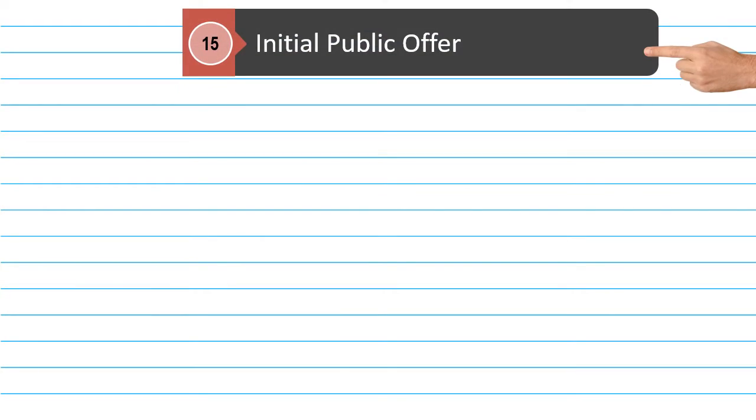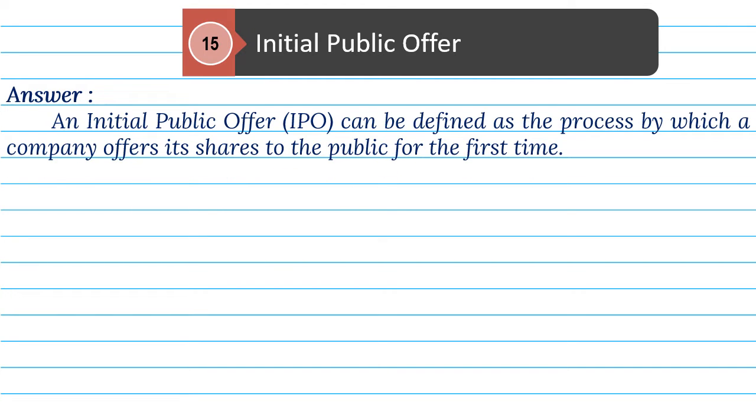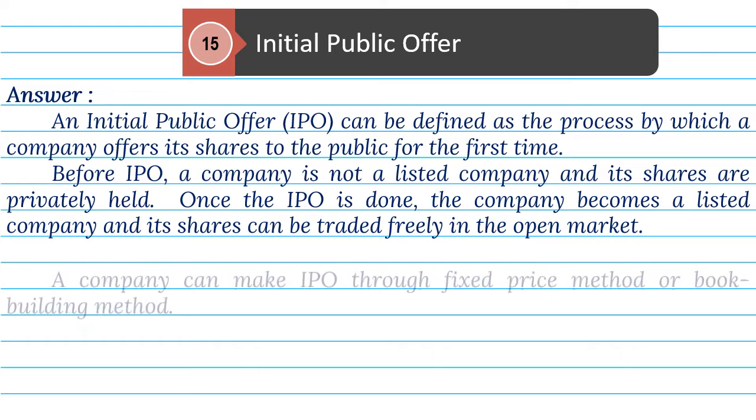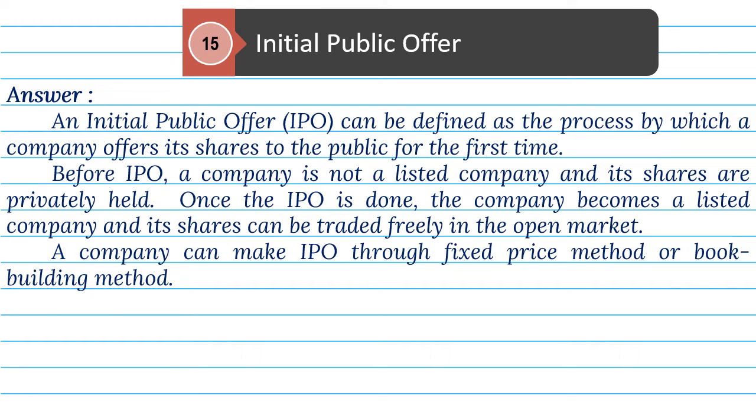15. Initial public offer. Answer. An initial public offer can be defined as the process by which a company offers its shares to the public for the first time. Before IPO, a company is not a listed company, and its shares are privately held. Once the IPO is done, the company becomes a listed company, and its shares can be traded freely in the open market. A company can make IPO through fixed price method or book building method.